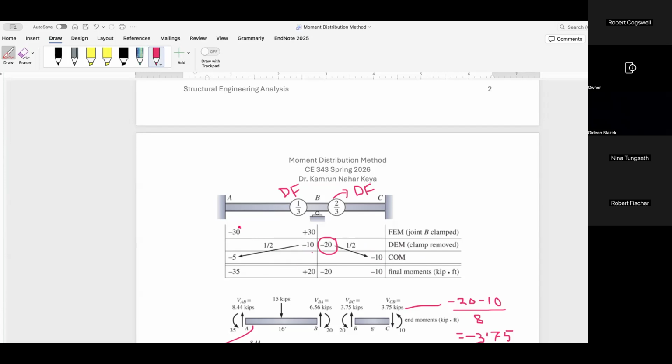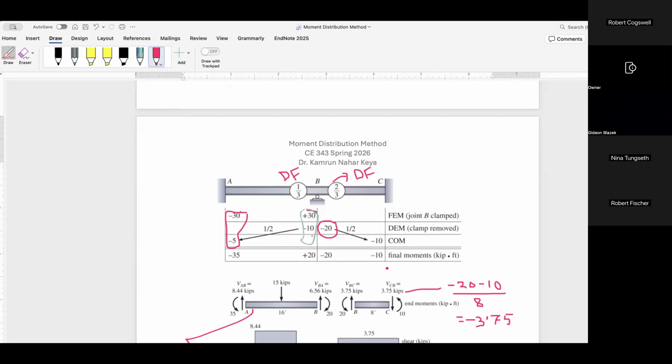And then what you are doing here is just the summation at each point. 30, summation of these two, 30 minus 5, 35. And then here, 30 plus 30 minus 10 plus 20. Here we have only minus 20. Good. Here we have minus 10. That's our moment.